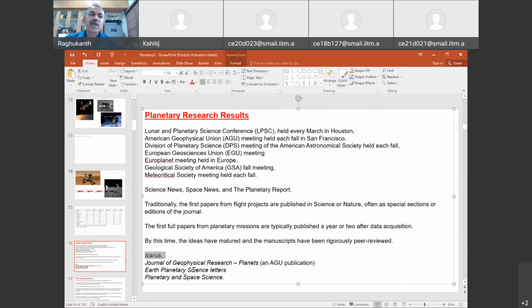Then Earth and Planetary Science Letters, Planetary and Space Science, and some more journals like Space Science Reviews. In these journals, detailed studies will be put up. Initial results will be published in Science and Nature, and this is how we get to know the results. Then they release the data to the public, and anybody can download it from those websites, and we can do all our analysis also. So this is how planetary exploration goes.